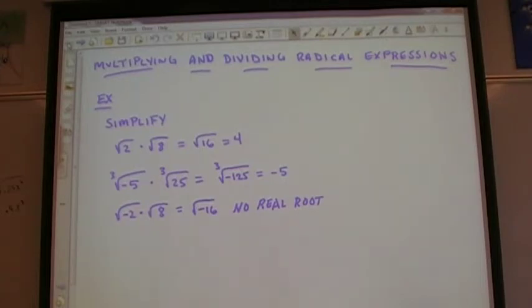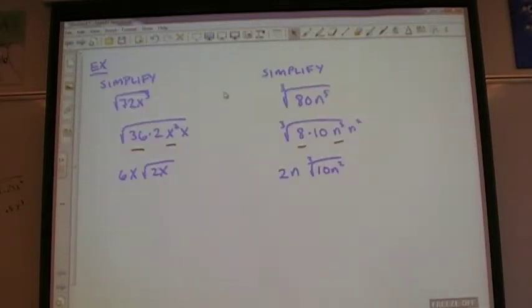Okay, next one. Two separate questions. Simplify. Simplify the square root of 72 x cubed. Now we're going to simplify the square root of 72 like we always have. You want to pick the largest factor of 72 that's a perfect square, which is 36 and 2, right? So break up the 72 into 36 times 2.